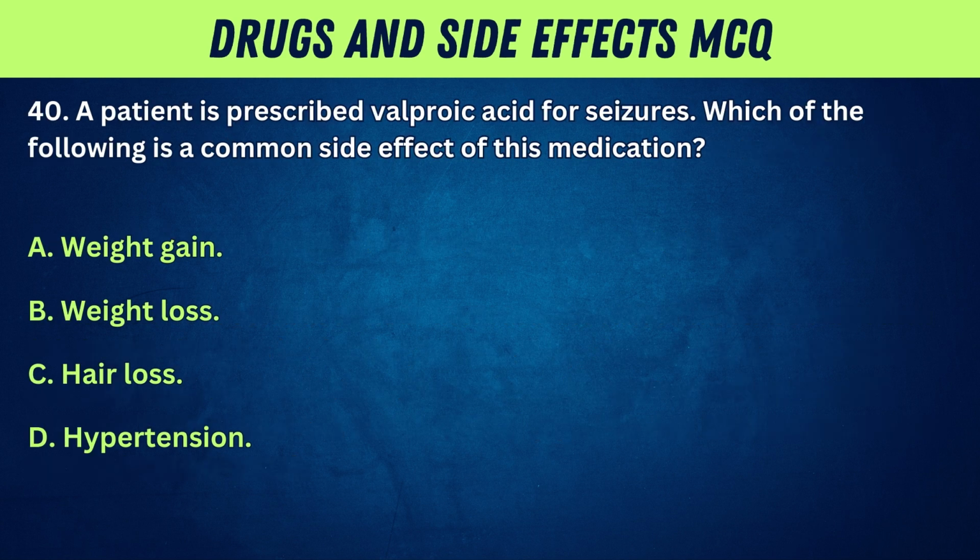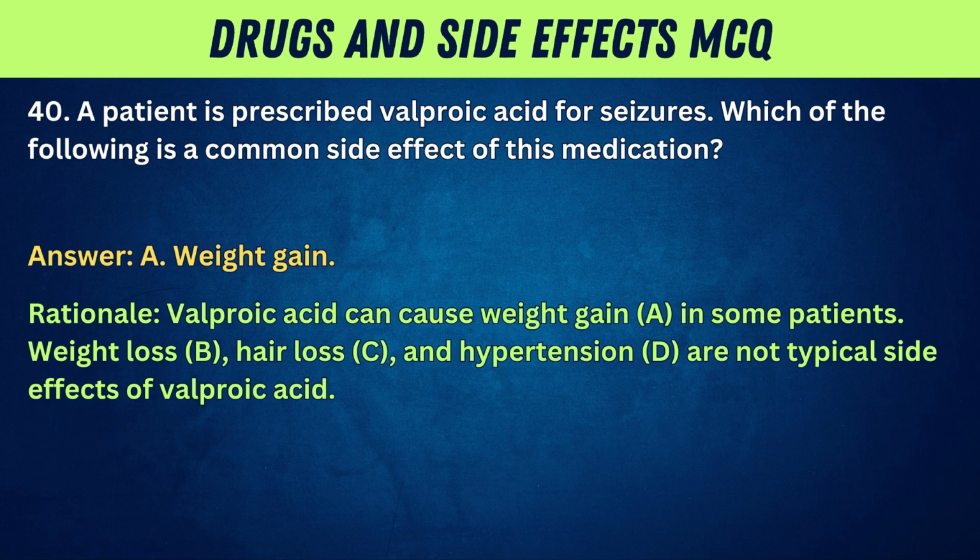40. A patient is prescribed valproic acid for seizures. Which of the following is a common side effect of this medication? A. Weight gain. B. Weight loss. C. Hair loss. D. Hypertension. Answer: A. Weight gain. Rationale: valproic acid can cause weight gain, A, in some patients. Weight loss, B, hair loss, C, and hypertension, D, are not typical side effects of valproic acid.